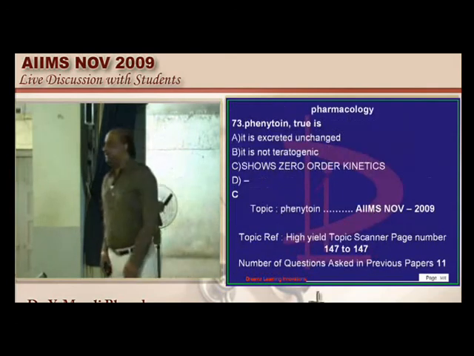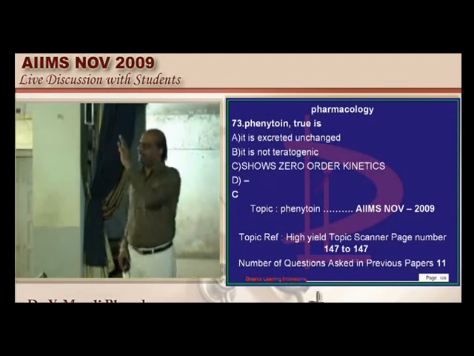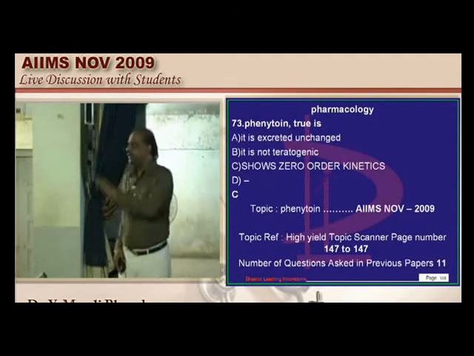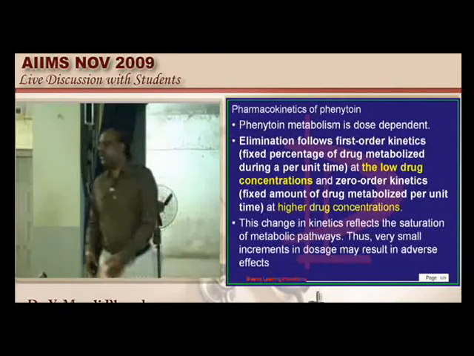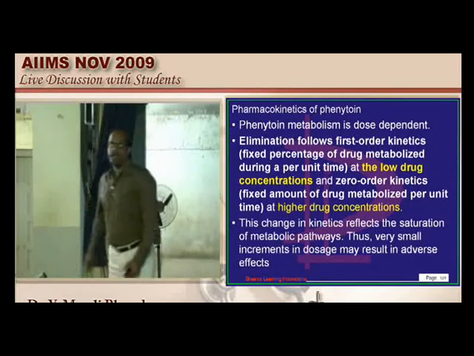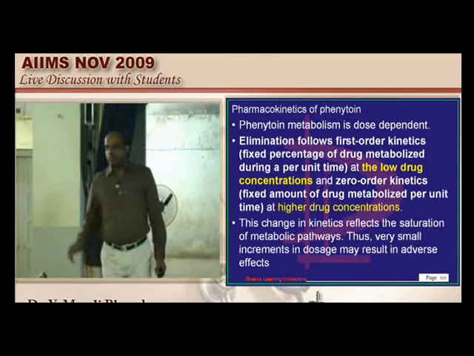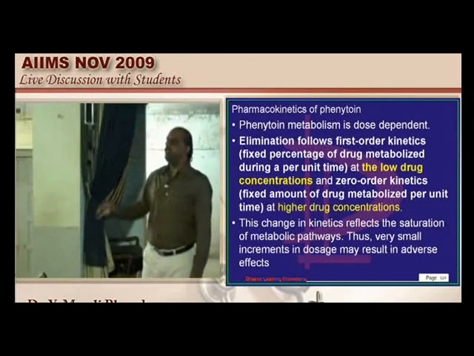Now phenytoin, if you look at the pharmacology top 20 topics, phenytoin is one of them. 11 questions are there which were asked about phenytoin. So it shows zero order kinetics classically. Tell me, doctor, what do you mean by zero order kinetics? What is the difference between first order kinetics and zero order kinetics? I'll give you one clue.